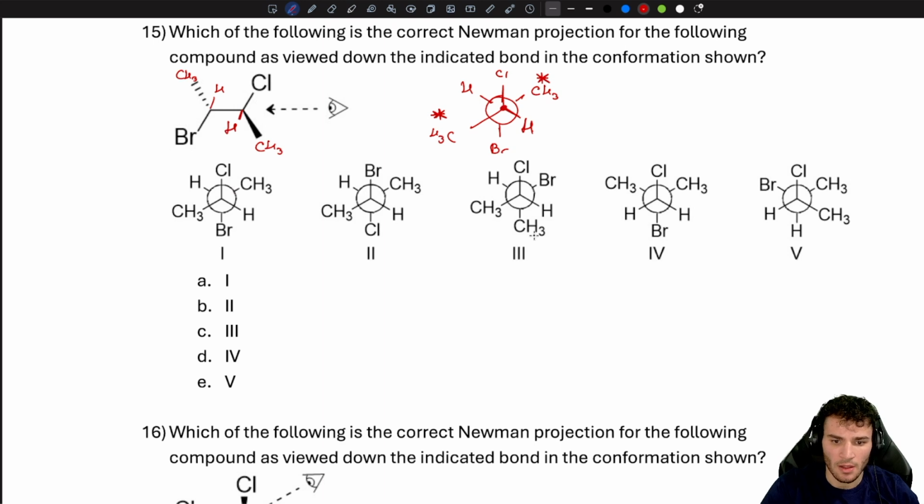This one does as well. 3 is not correct. 4 is definitely not correct. And 5 also is not correct. And so we narrow down that chlorine has to be on the front carbon, while in this structure, chlorine's on the back carbon. So that's an incorrect Newman projection. So our correct structure is going to be option 1.